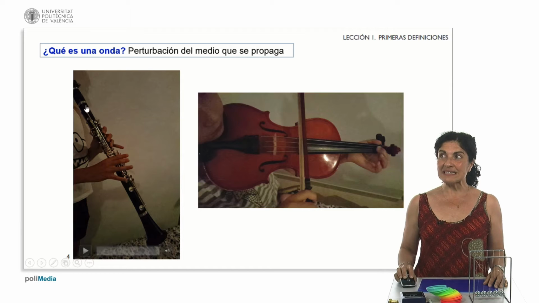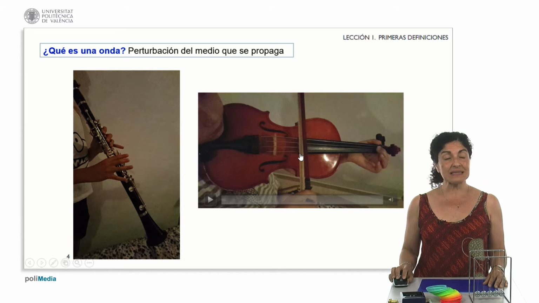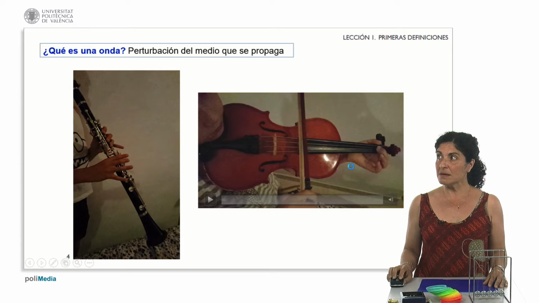This young artist is disturbing the air inside the tube of the clarinet, and he is also modifying that tube, which affects the propagation of the disturbance that he generates. We see how his hands are moving and how he is modifying that tube, and this young artist is also capable of producing disturbances. Let's see how.